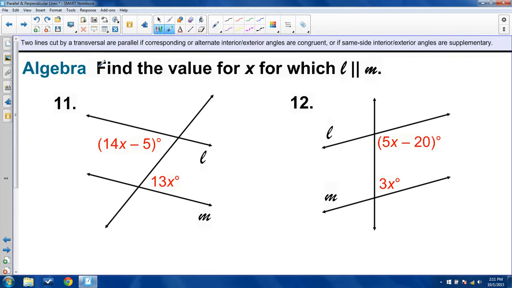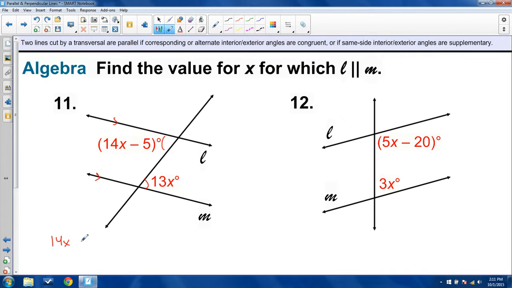Okay, numbers 11 and 12. We're going to find the value for x for which line L is parallel to line M. So the same idea, only now they tell you that it's parallel instead of drawing the arrows. And now we have to solve for the variable as well. So here you have a combination of alternate interior angles with parallel lines, 14x minus 5 degrees.